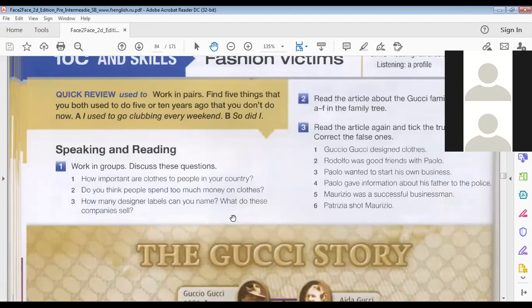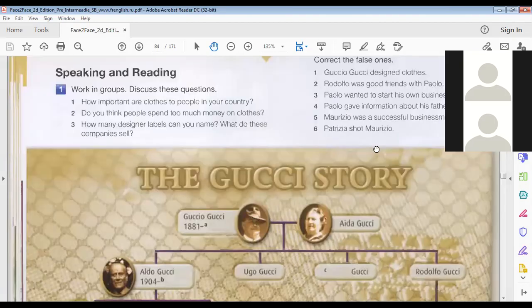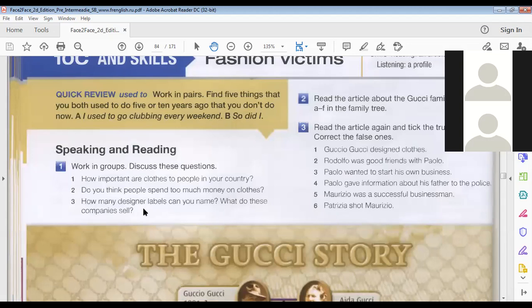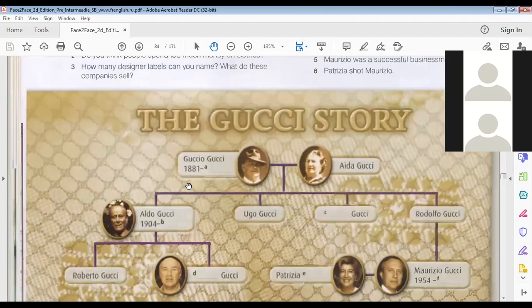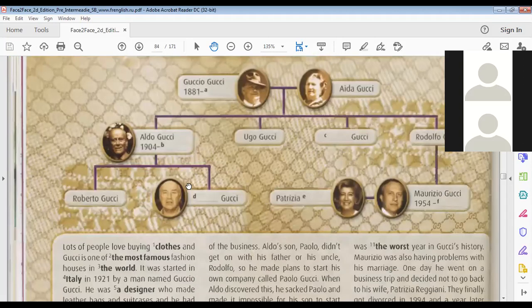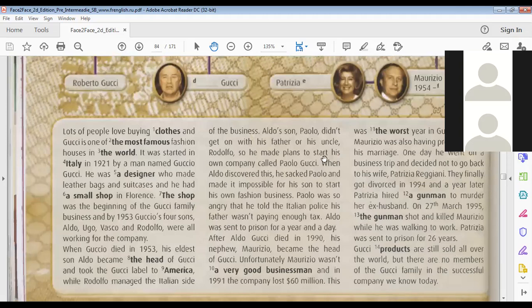So I'm going to give you a bit of time. Take a few minutes. And I want you here to check, what does it say? Fill the gaps A to F, the family. Okay, so you have to read there. Take a few minutes, read the story of the Gucci family, and then we'll answer some of the questions together, okay? So you can start here, and whenever you're finished, just let me know, okay? So we start here. And this is where it ends.